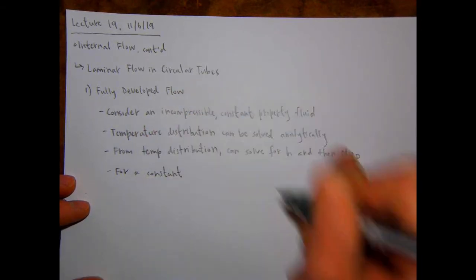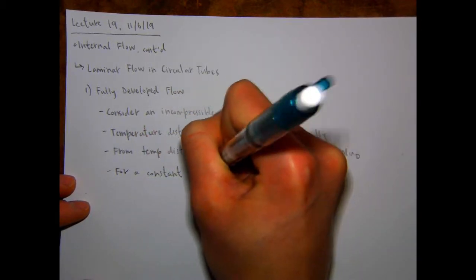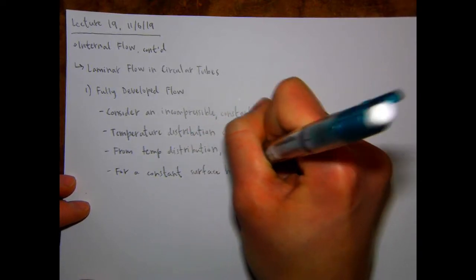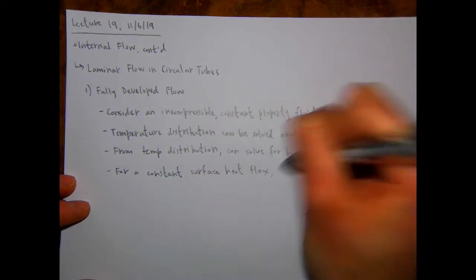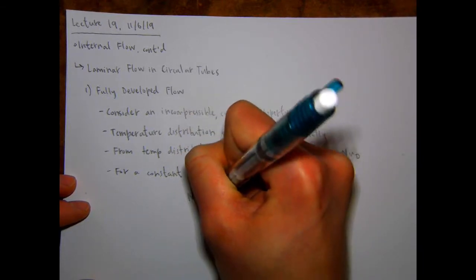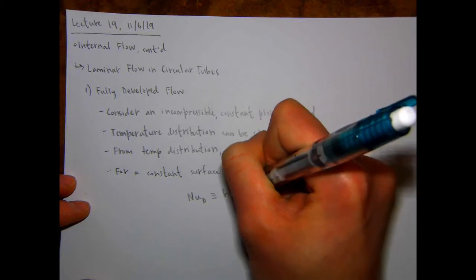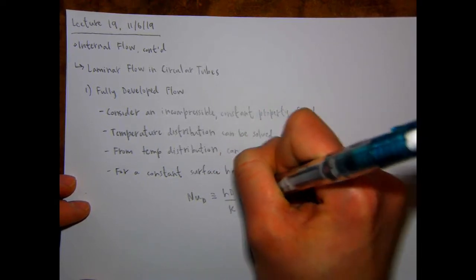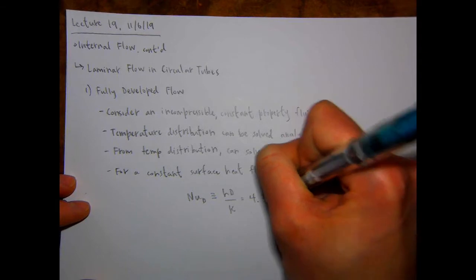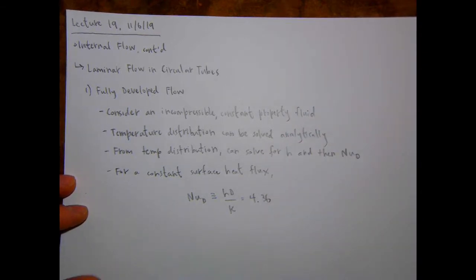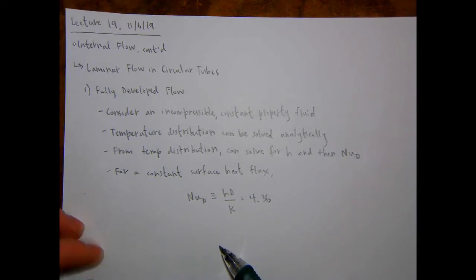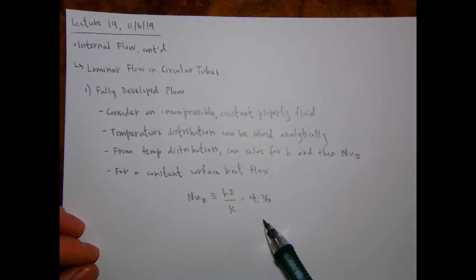So we've got our two different boundary conditions, a constant surface heat flux, the Nusselt number, which remember the diameter-based Nusselt number is hD over k, is equal to 4.36. So it's a constant, and that kind of makes sense because we said in the fully developed region h is a constant, and the diameter and k will be constants. We're treating them as constant. So the Nusselt number is just 4.36.